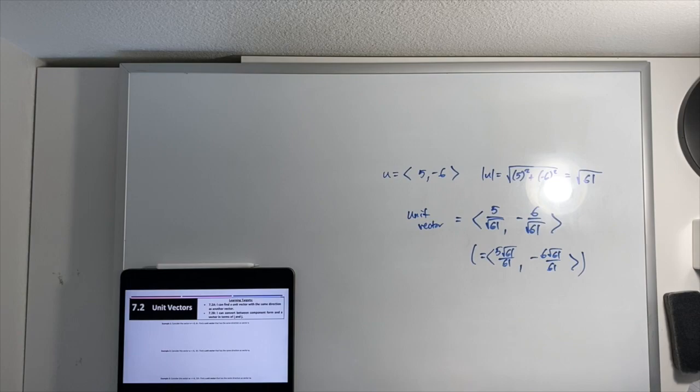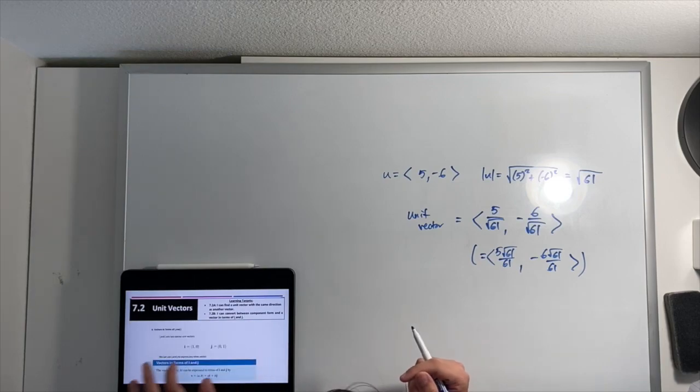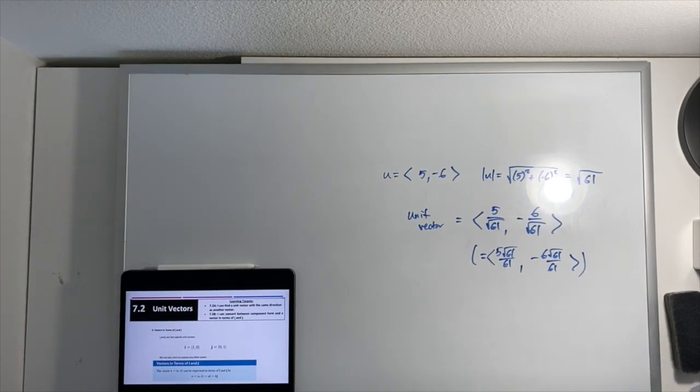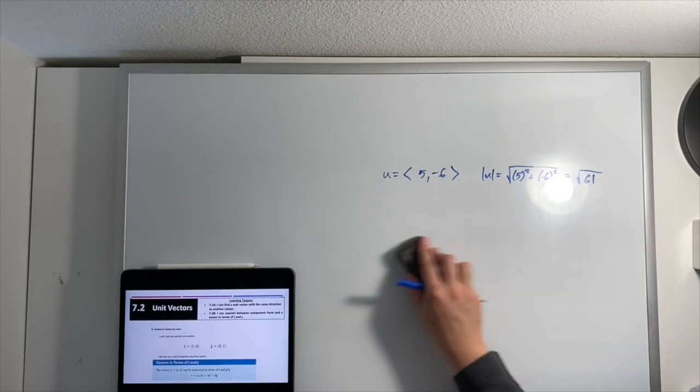That's really it for this first learning target, finding a unit vector with the same direction as another vector. So instead, I do want to move on to the second learning target here. Like section 7.1, this section is pretty straightforward, so I'm kind of speeding through it. Hopefully you're okay with that.